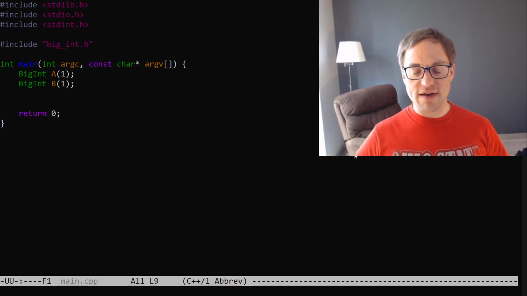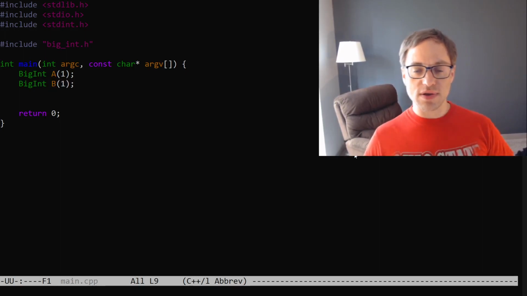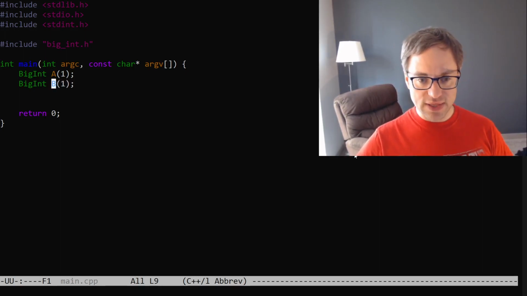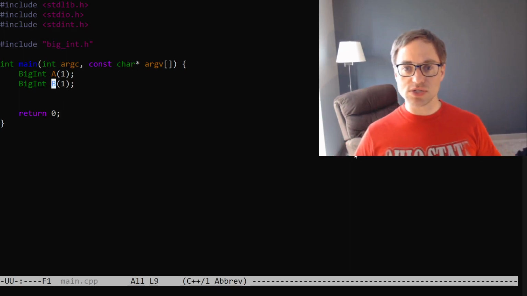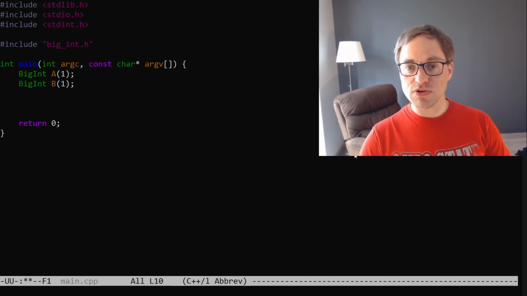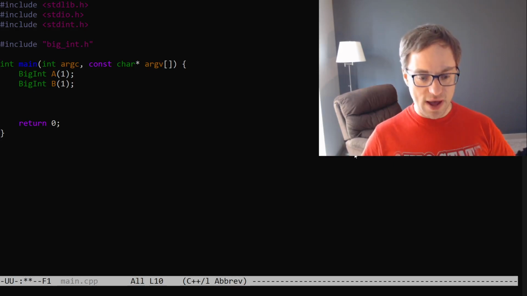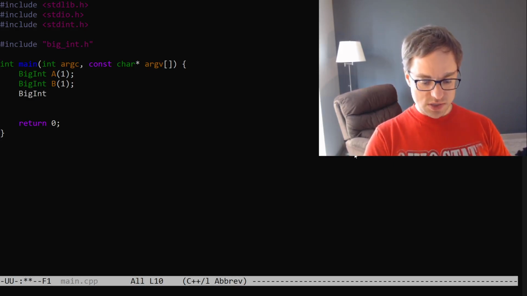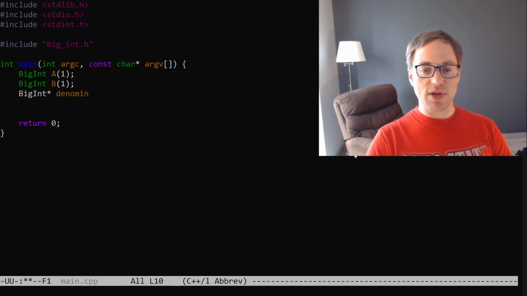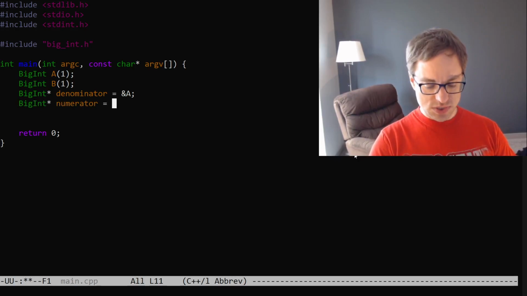Now, the reason that I've named these a and b and not something more useful like numerator and denominator or top and bottom, is that we want to be able to efficiently swap the top and bottom. And so we're going to do that by having pointers to our big integers, which are trivial to swap. It's just moving a few bytes around. So we'll say BigInt pointer denominator equals address of a, and BigInt pointer numerator equals address of b.